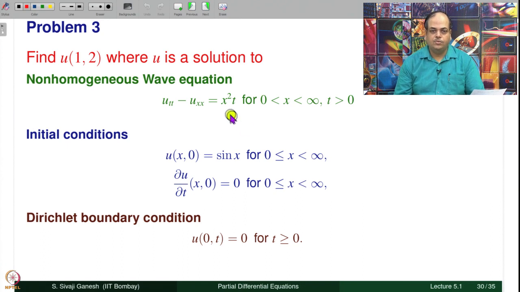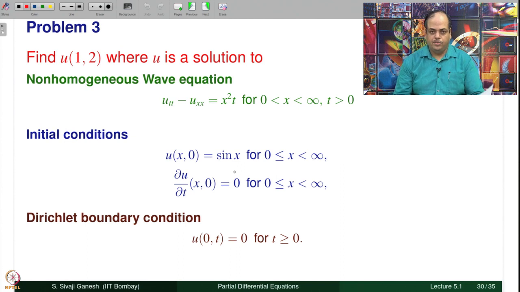Another idea is to extend this problem to the whole of R. Here x is positive, it is posed only for x positive. Extend this problem to x in R, that means extend these functions, so that you have a Cauchy problem on R, and then you use the D'Alembert formula and you get a solution.